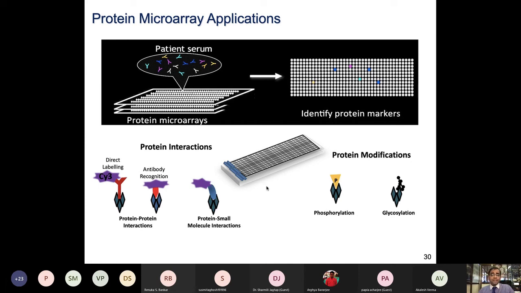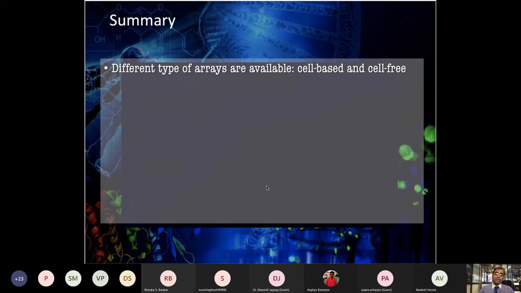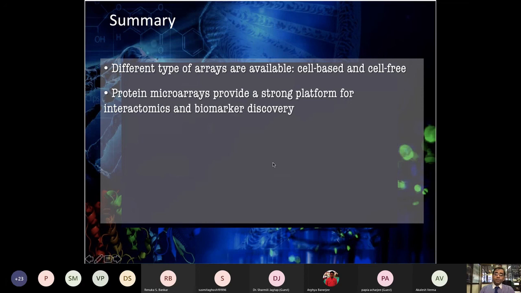So I hope you're at least gaining some more familiarity of using a new technology which can be utilized for your different projects for protein array-based applications. Just to summarize the morning and this lecture, different types of arrays are possible. Purified protein-based arrays, cell-based systems, or cell-free systems. This is definitely one of the strong platforms for looking at high throughput ways of protein interactions or biomarker discovery based projects.